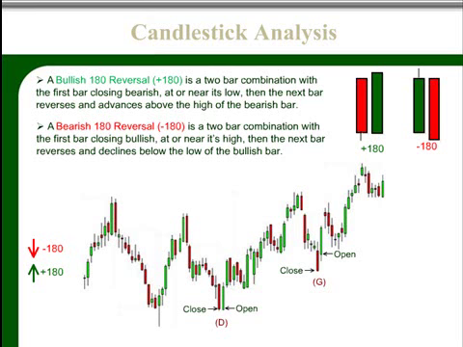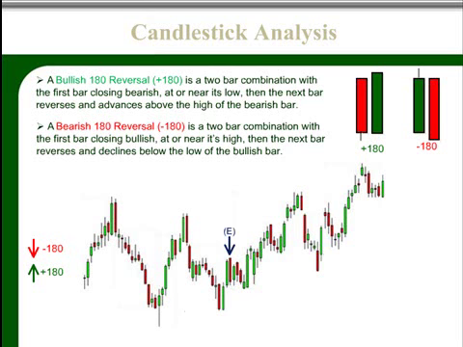Pattern G closed much higher than the prior red bar because traders scrambled like crazy to limit their losses and exit their position. Pattern G is more potent than pattern D because the gap up immediately trapped the traders who entered a short position on the prior red bar.